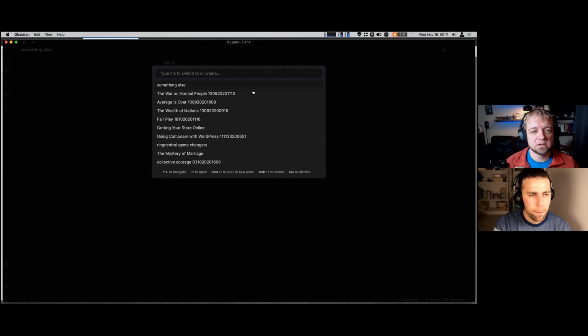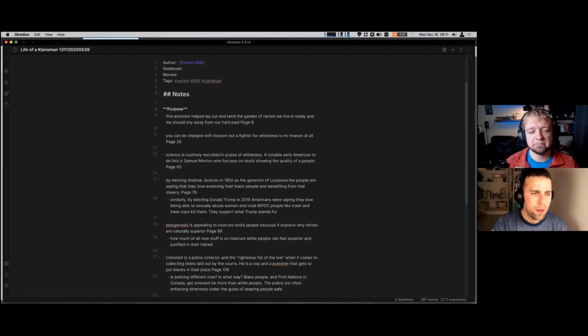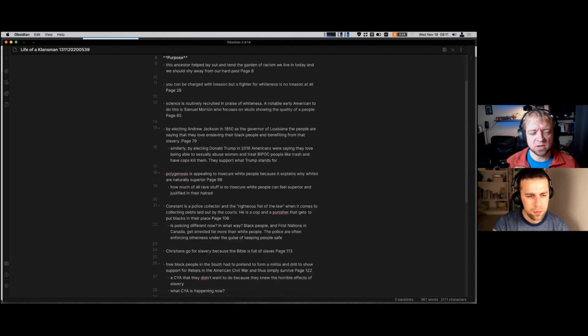So my current note, what's it called? Life of a Klansman. And so this is actually a current one. I was reading this morning and made some of these notes. Life of a Klansman is by Edward Ball, looking into his history of white supremacy, I suppose. And he actually has an interesting fact. I don't think I got this, but basically because of how many people were white supremacists, Ku Klux Klan members, a couple hundred years ago, basically 50% of the U.S.